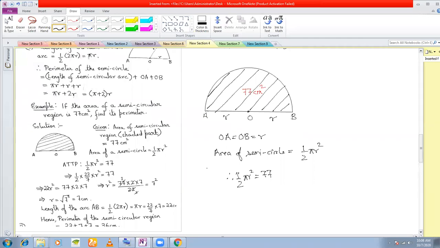In this question they have not given you pi, so that means you can take any value of pi you want. You want to take 3.14, you can take 3.14. If you want to take 22 by 7, you can take 22 by 7. Since fractional values are convenient to deal with, I'll take it as 22 by 7.